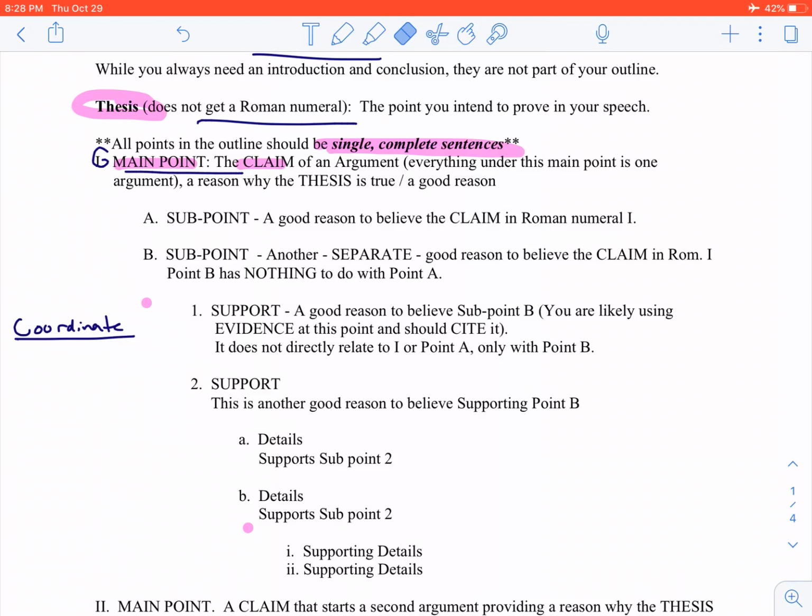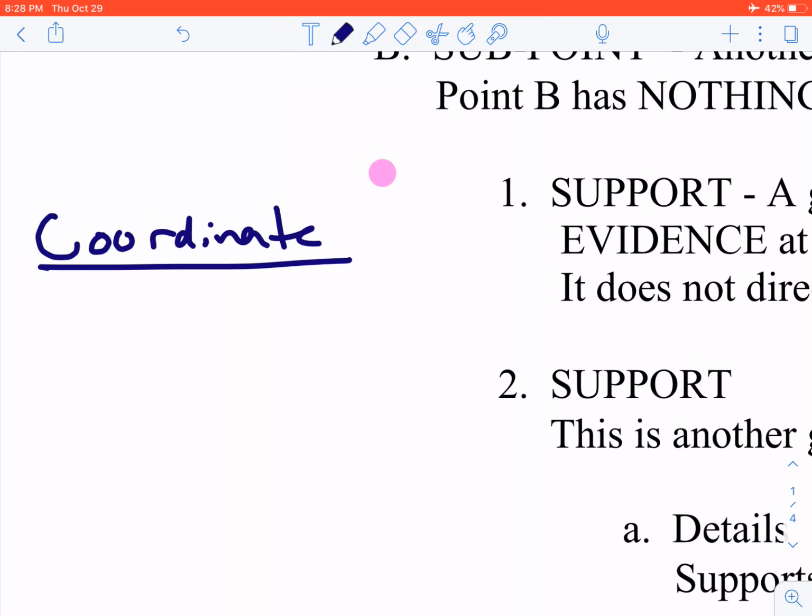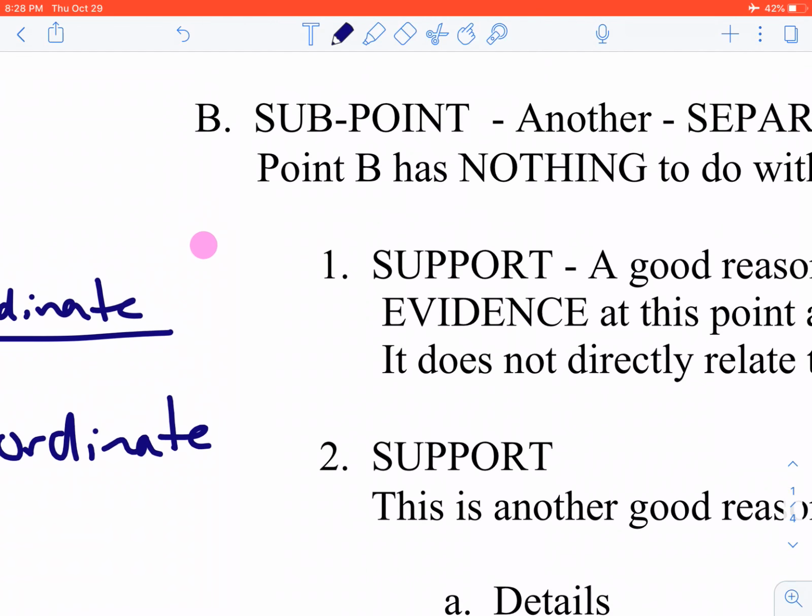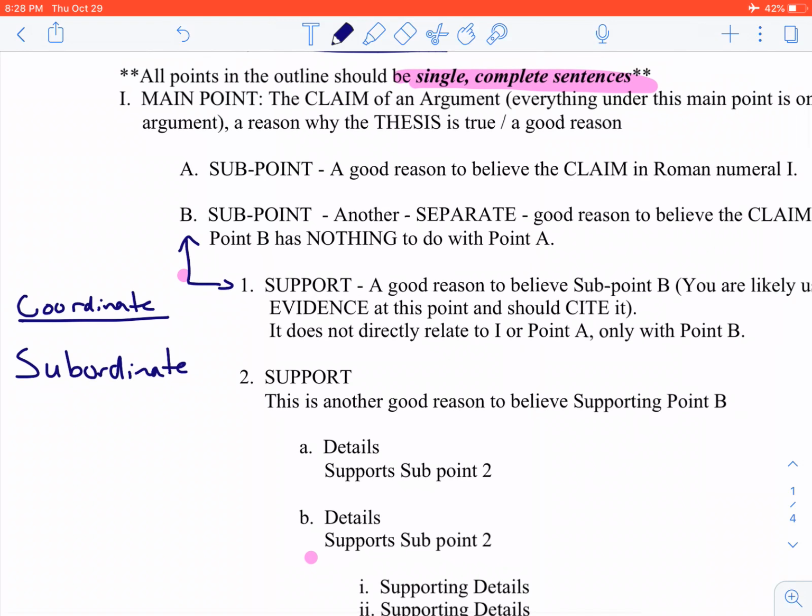So those are coordinate pieces, but when we're talking about the relationship of supporting something, what we're talking about is subordination, or subordinate pieces. That's the relationship between a point at a superior level and a lower level. So the relationship of point 1 to B is subordinate. Point 1 answers the question of why should I believe, or how should I understand, or what's the reason for accepting subpoint 1? What's my evidence for that?